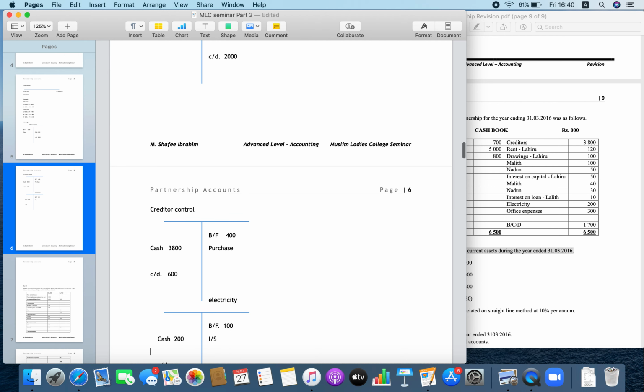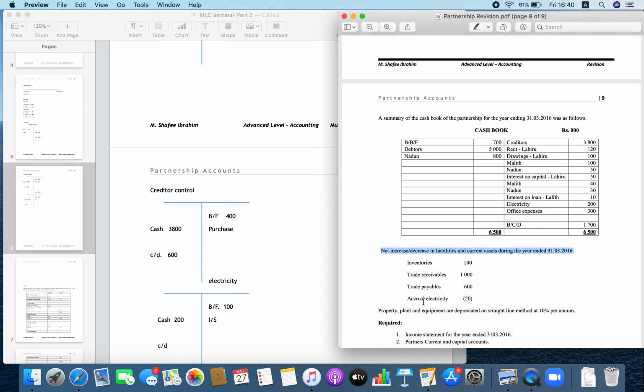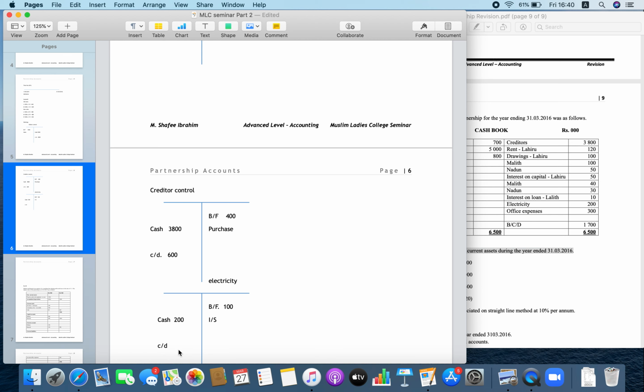Right, last one, electricity. Opening is 100, but during the year this has decreased by 20. So if opening is 100 and it has decreased by 20, the closing balance is now 80.